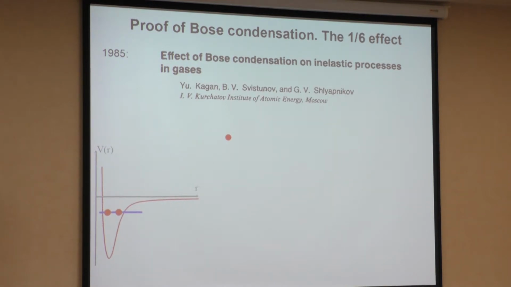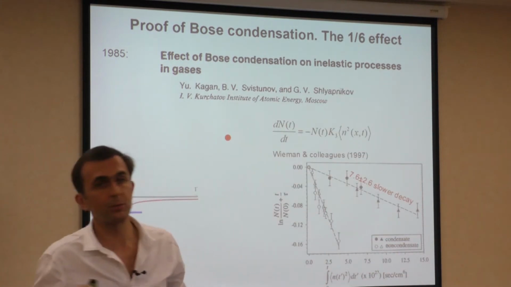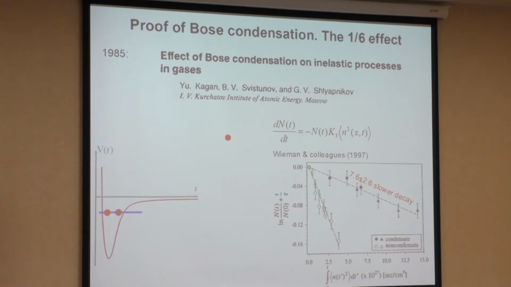Inside a Bose-Einstein condensate, the number of entrance channels in this three-body collision is 6 times lower than in a classical gas, because in a Bose-Einstein condensate, all 3 bosons which want to participate in this reaction are in the same state. So fewer possibilities for the reaction. This was the idea, and the experiment was done by the same group which produced the first Bose-Einstein condensate. It was done by Carl Wieman and colleagues, and this is the first important formula.